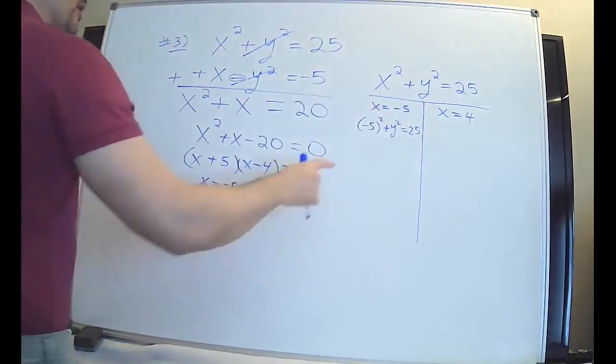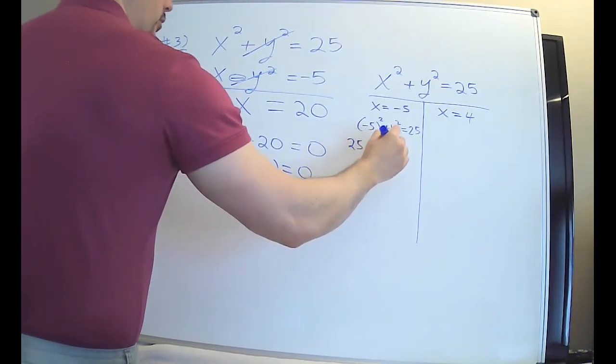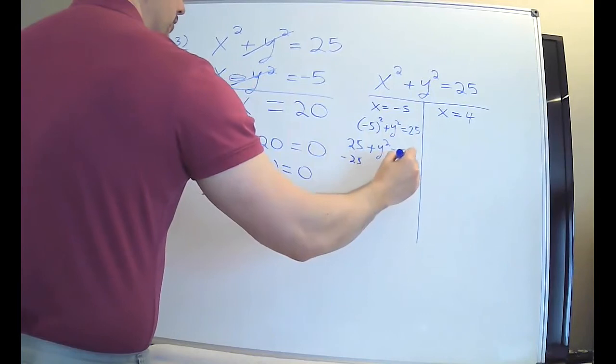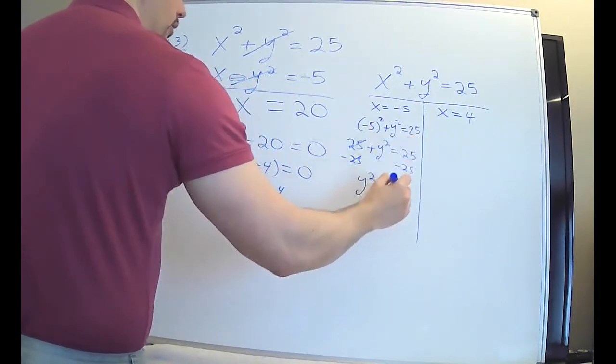I should have started over more. -5 times -5 is 25. Plus y squared equals 25. Well, look at this. Subtract 25 from both sides. Pow, pow. So you get y squared equals 25 minus 25, which is 0.